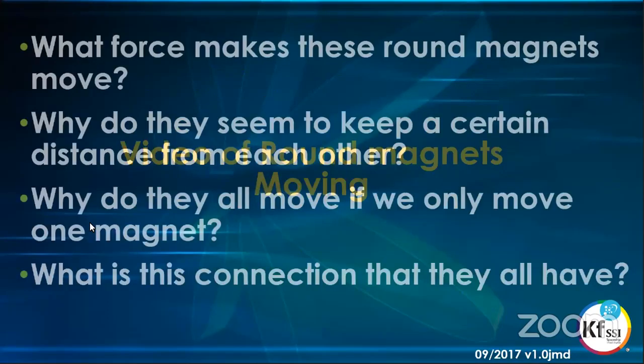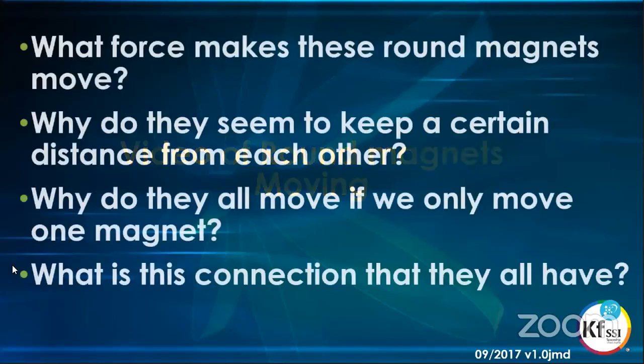Okay, so we have to ask those same questions again, and hopefully we'll have the answers for them. What force makes these round magnets move? When you move one, the other one moves. So what force is making the other one move? Why do they keep that certain distance from each other? And when you move one of them, how do all the others move as well to keep their distance? And so the question is, what is this connection that they all have?